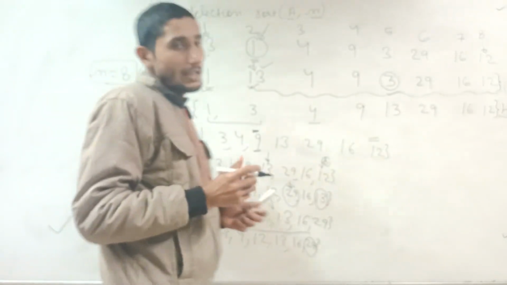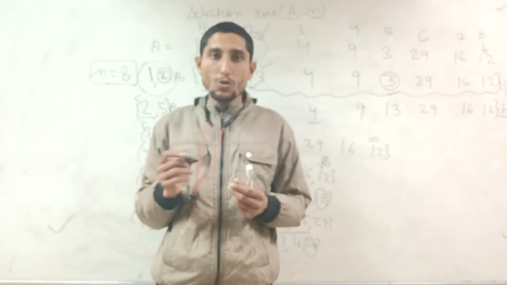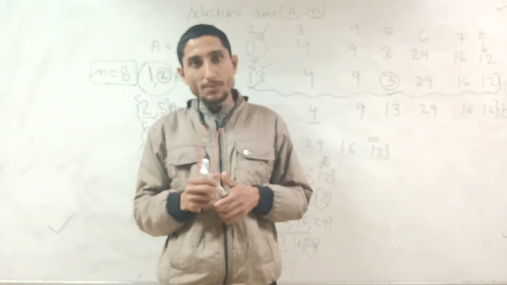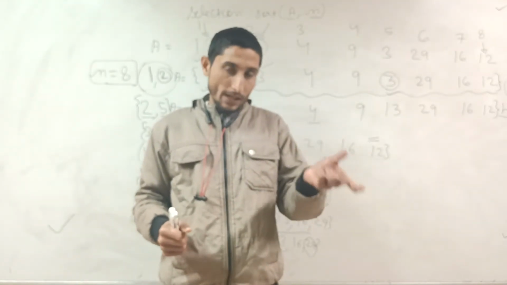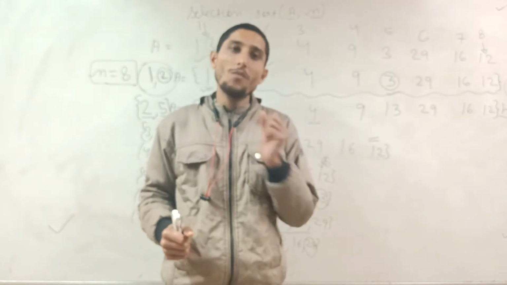Okay. So let me explain the procedure again. What is going to happen? Let's say an array is given to you. What will you do? First of all, you will find the smallest element inside the array, and you are going to swap that particular element with the first one.